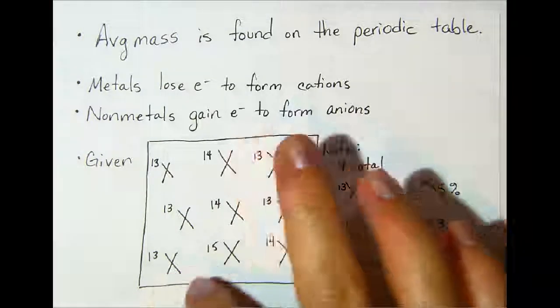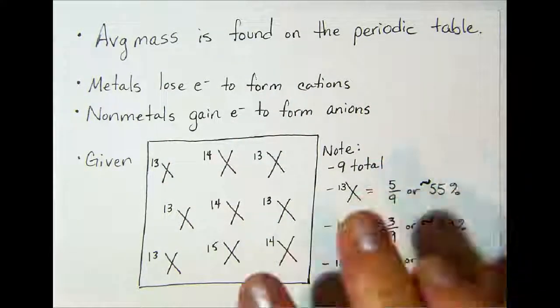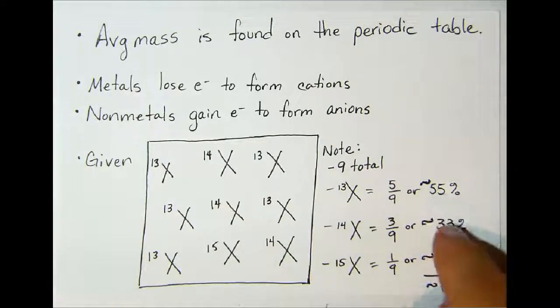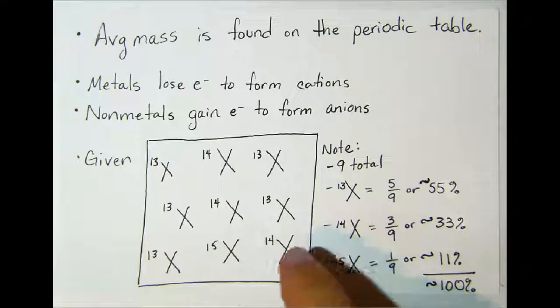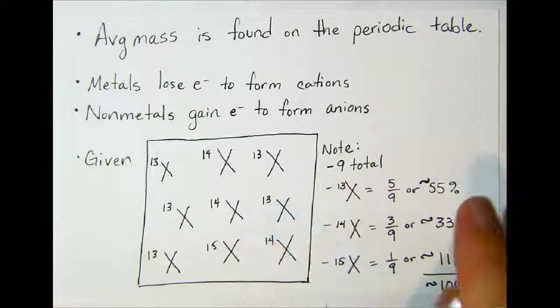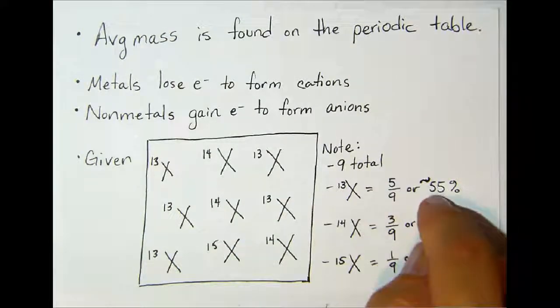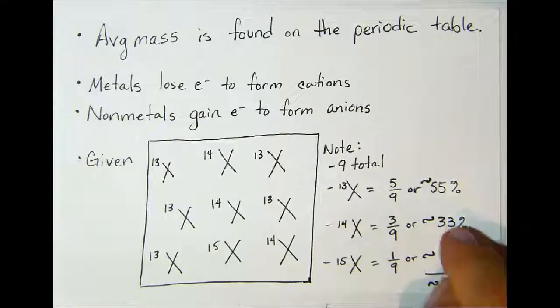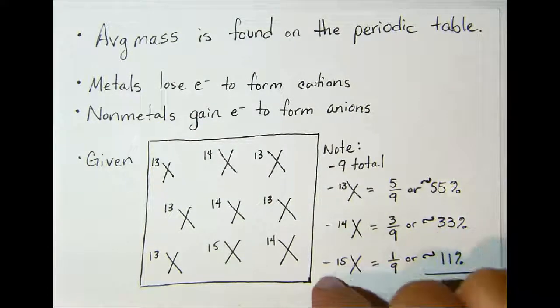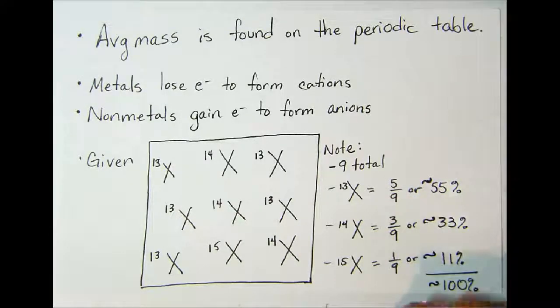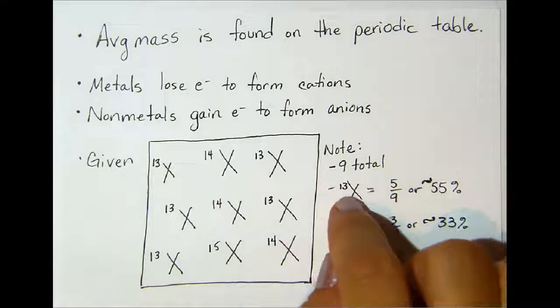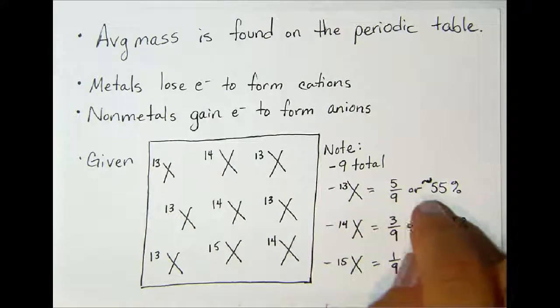So this is how we can use this to take a sampling and determine the relative abundance of each mass that is present here. And if I wanted to know the average mass of all of these here, then I would say 13 times 0.55 plus 14 times 0.33 plus 15 times 0.11, and I would get the average mass, and it should be closer to mass of 13 since it's the most abundant isotope.